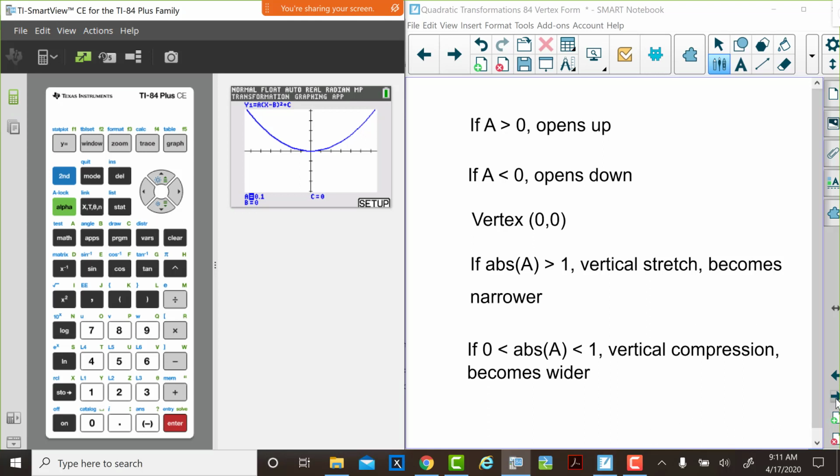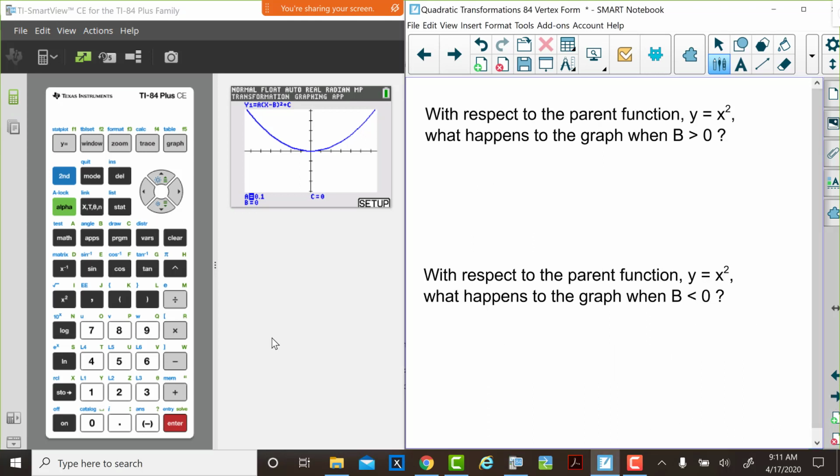Let's now consider changes in another parameter. We're going to go back and change the a value to 1. C will remain 0. And this time we're going to think about, with respect to the parent function, what happens when the value of b is greater than 0? What happens to the graph? Judy's going to use the right arrow key to increase the value of b. She's going to keep the value of b positive.